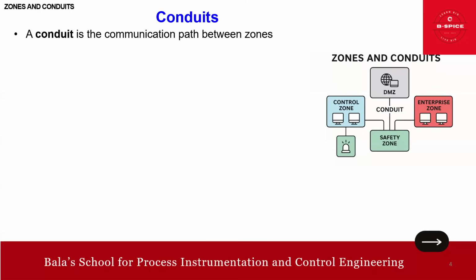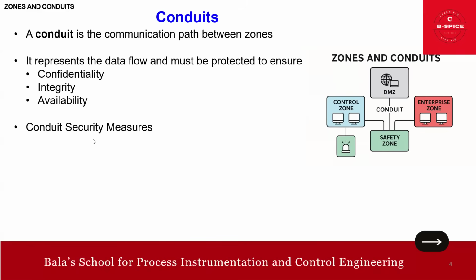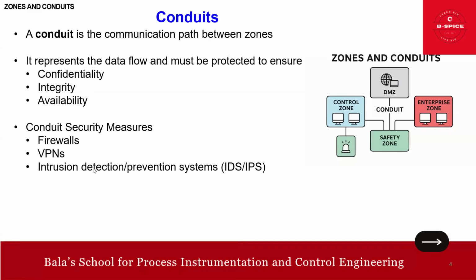Now, we'll focus on conduits. A conduit is a communication path between the zones, right? So it represents a data flow and must be protected to ensure confidentiality, integrity, and availability. So the conduit security measures, meaning what are the equipments used for protecting this conduit. Basically, the first one is a firewall, second is a VPN, and of course IDS and IPS, intrusion detection and prevention system, access control is ACL.